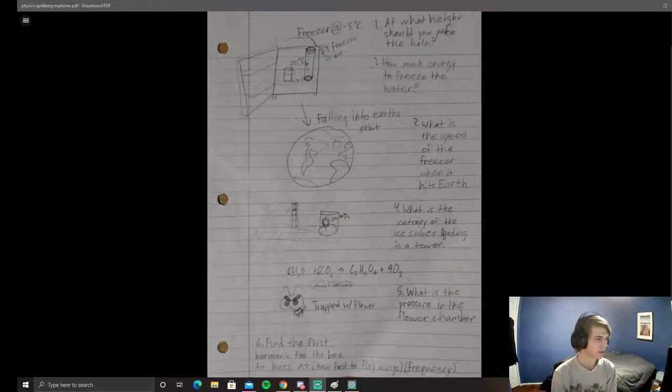Lastly, we learned that there's this little angry bee that is trapped with the flower inside of the cup that we've trapped the flower in to test the pressure. So he's a little angry, but we're going to free him. If we cut out the top of the cup, we want to know what the first harmonic for the bee to buzz at would be if it were flapping its wings.